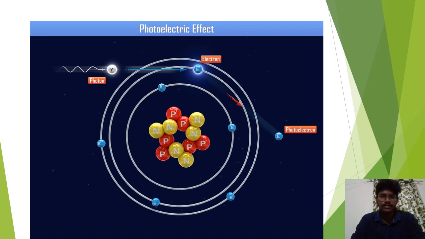In the atom we can see neutrons and protons and electrons. The photon is attacking the electron. The photon, the light rays, are absorbed by the metal plates. After absorbing, the metal contains more energy, so it emits electrons outside the metal surface, and the ejected electron is called a photoelectron.